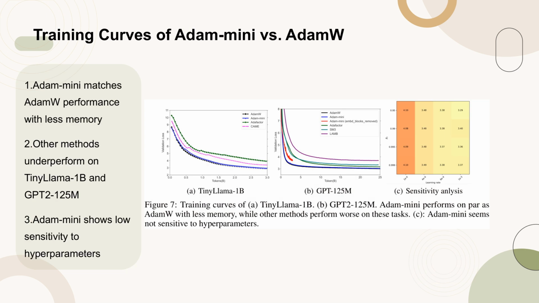Figure 7 presents the training curves for A. Tiny Llama 1B and B. GPT-2-125M, demonstrating that Adam Mini performs comparably to AdamW but with reduced memory usage. The figure also highlights that other optimization methods do not perform as well on these tasks. Additionally, C shows that Adam Mini is not highly sensitive to changes in hyperparameters, indicating robustness in its application.